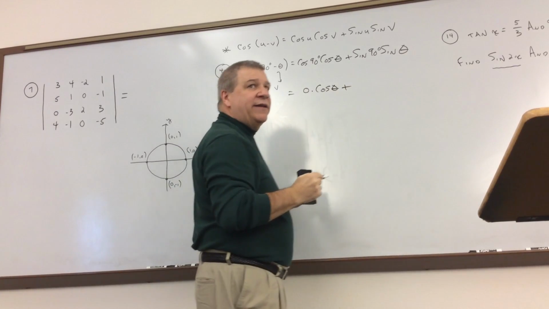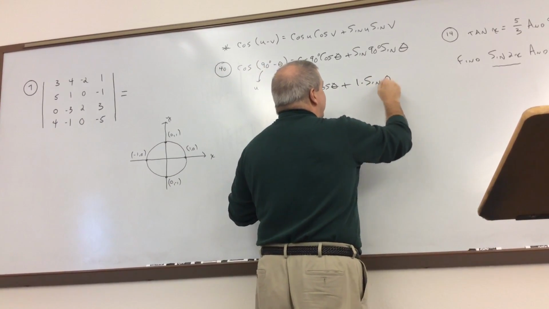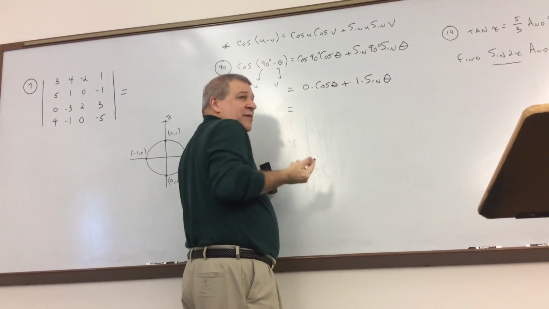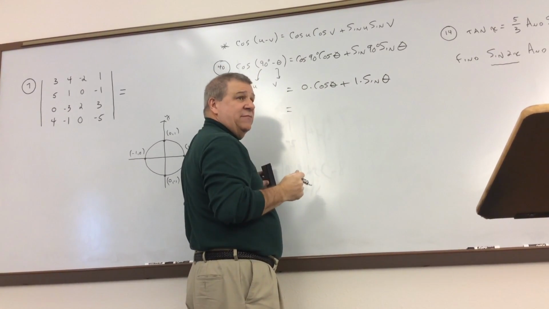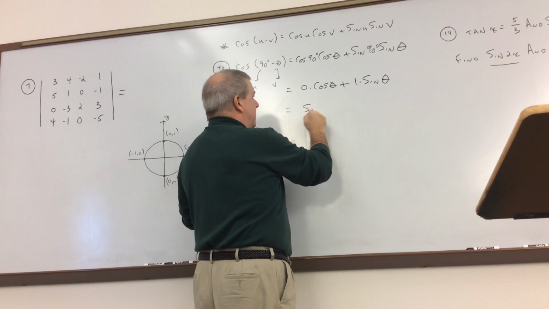plus, what's the sine of 90 degrees? Jack? 1 times the sine of theta. So the final answer to this is just what? And you're done. It's like one line of work and you go to the answer. Howard? Sine of theta.